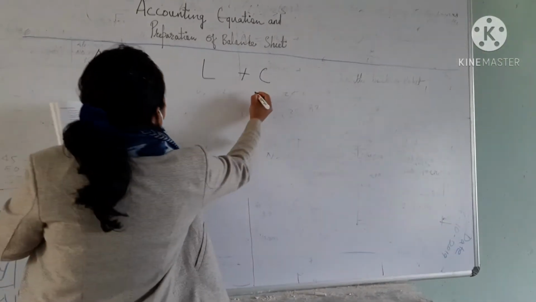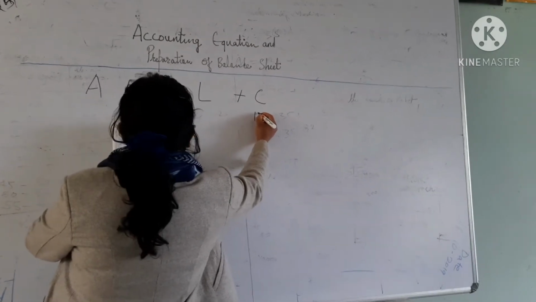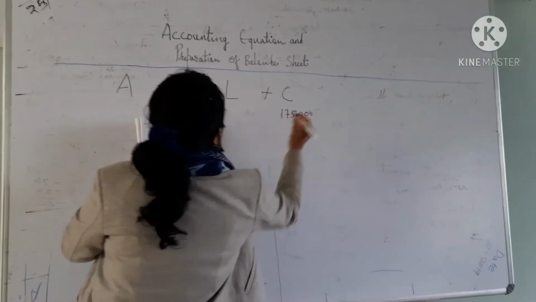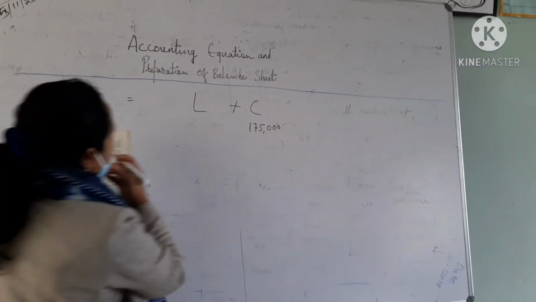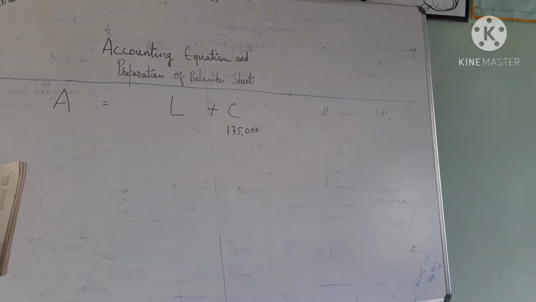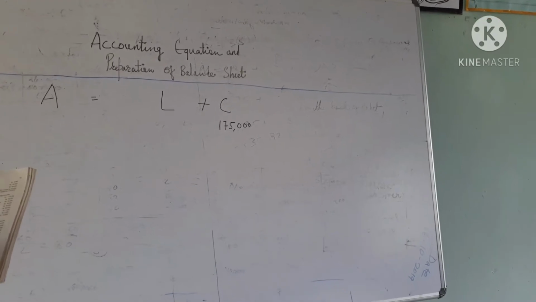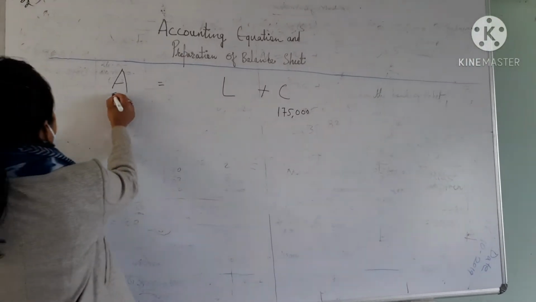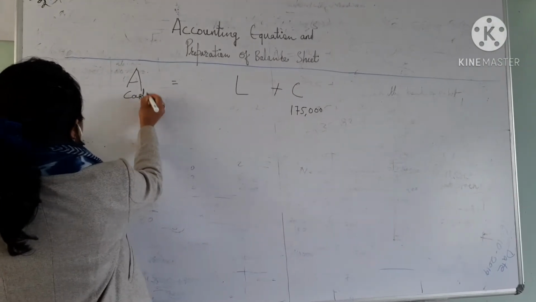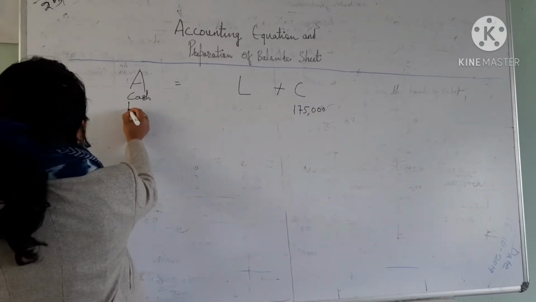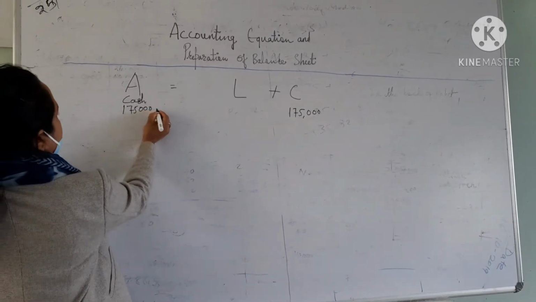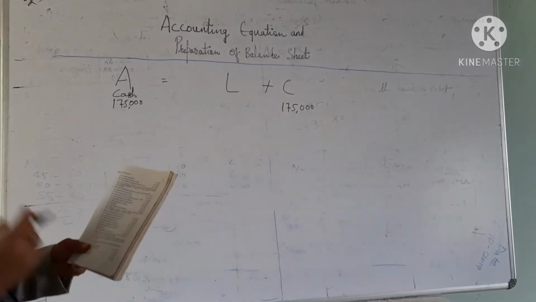Now it is capital. In the form of capital, the owners have invested 1,75,000. So what does it mean? This 1,75,000 has now come inside the business, that is treated as cash for the business. Now we write under the head cash this 1,75,000. This is over for number A.